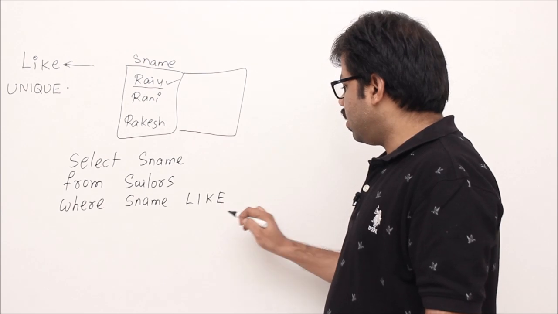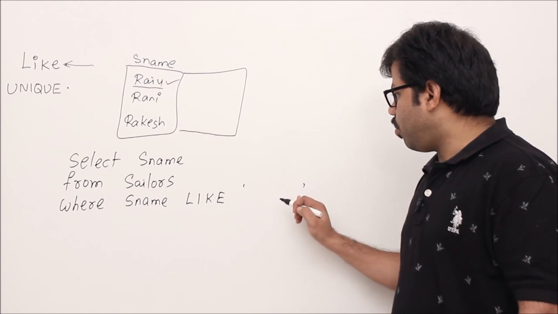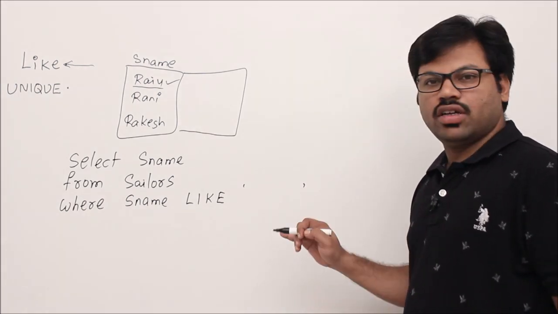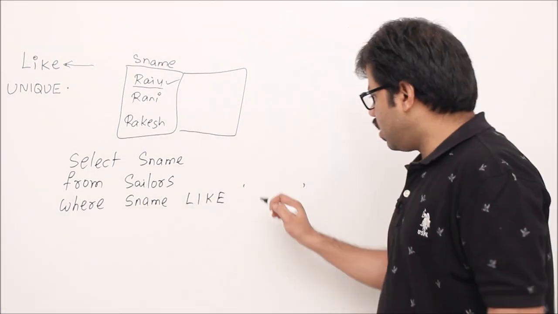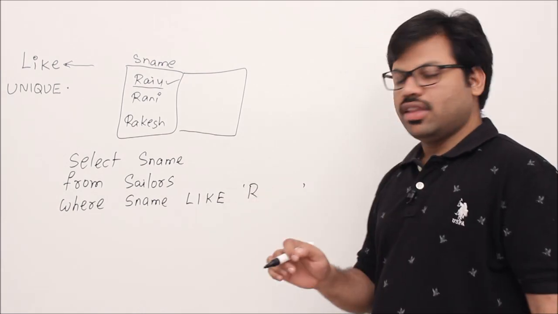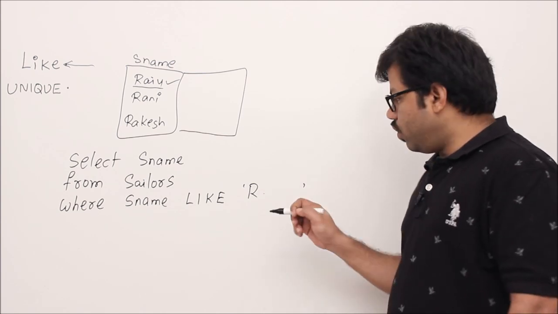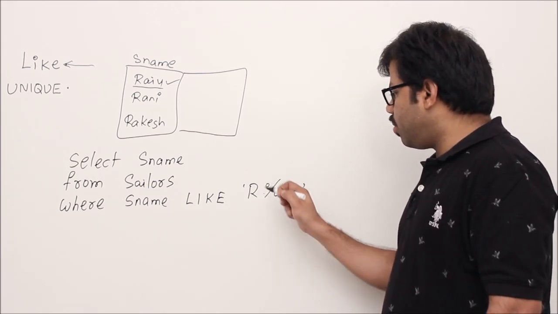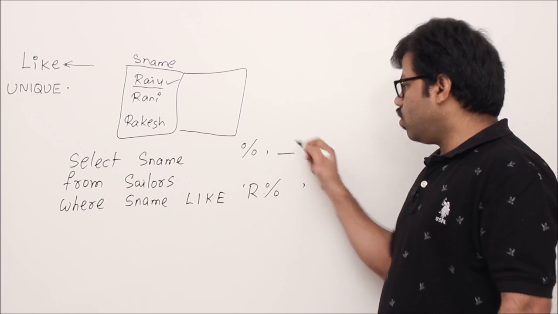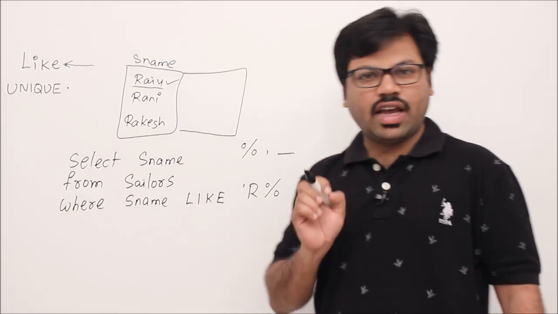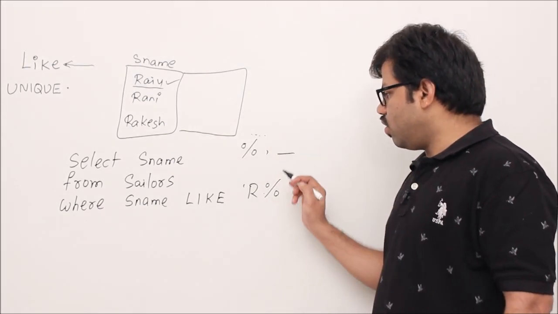Where S name LIKE, then we have to write these quotes. In this apostrophe, we should write whatever you want. You know that your friend's name starts with R and you don't know anything more than that. Then you write R followed by, after that what? You don't know. If you don't know, then we use a symbol called percent. Remember, so I am going to use percent and underscore. Underscore is for exactly one unknown character. Percent means some set of characters are unknown.